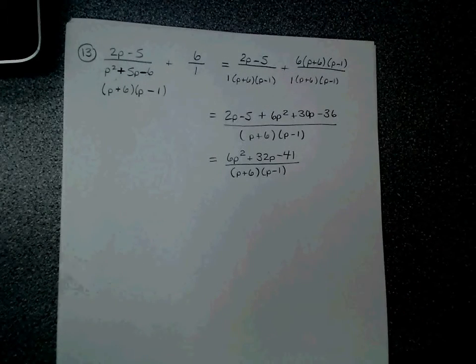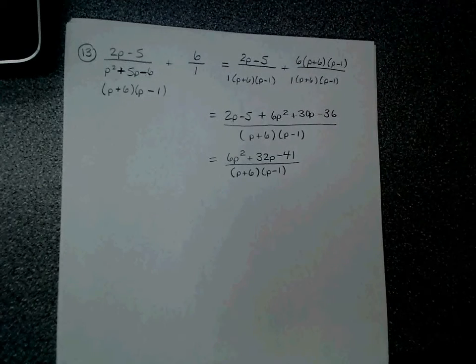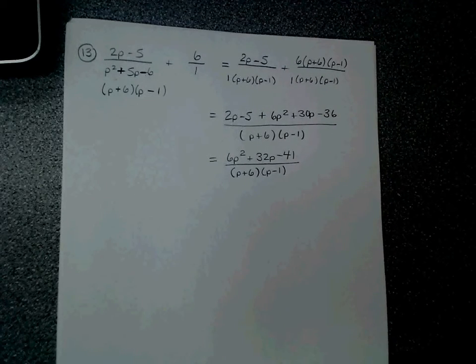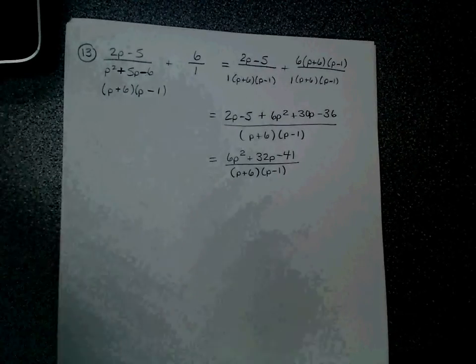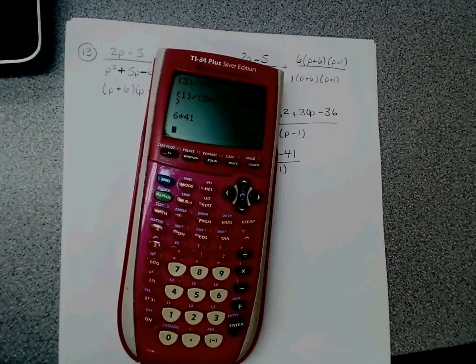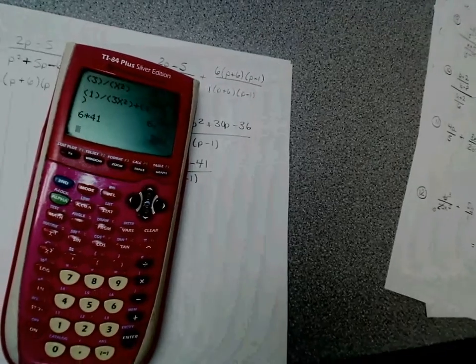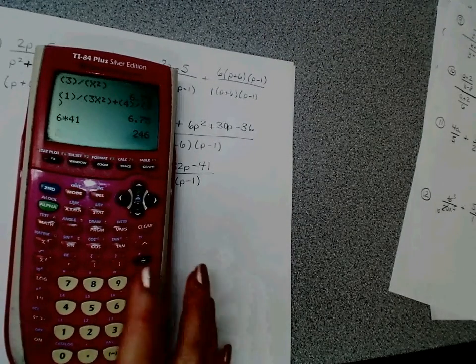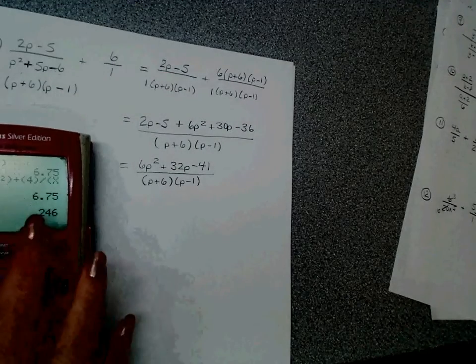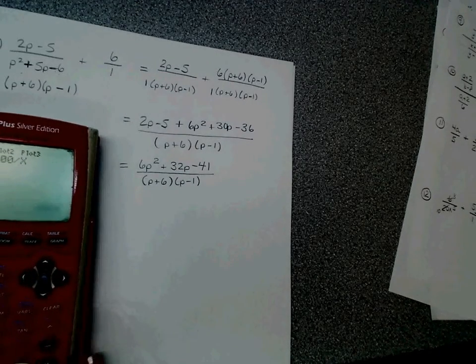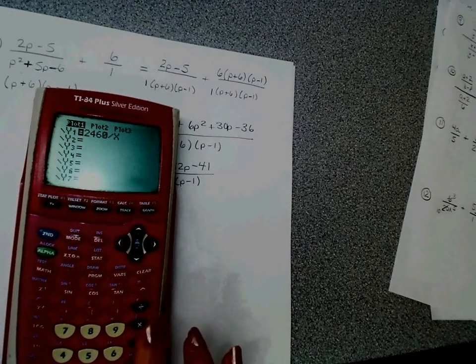So take your calculator, I got to grab mine. Take your calculator and multiply 6 times 41. Get whatever that is. So 6 times 41 is 246. And then we need the factors of 246 that would give me a 32. So I hit y equals and I do 246 divided by x.